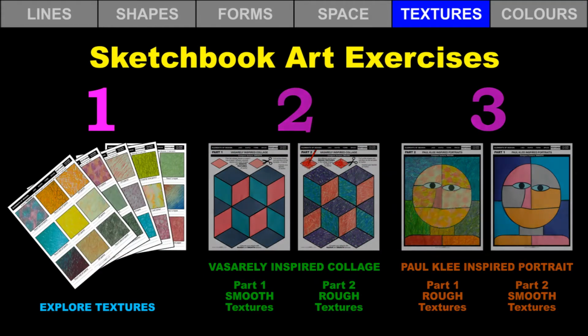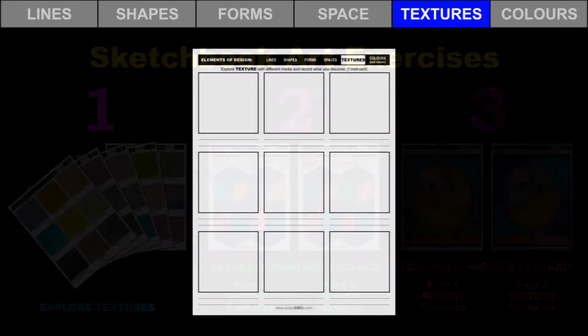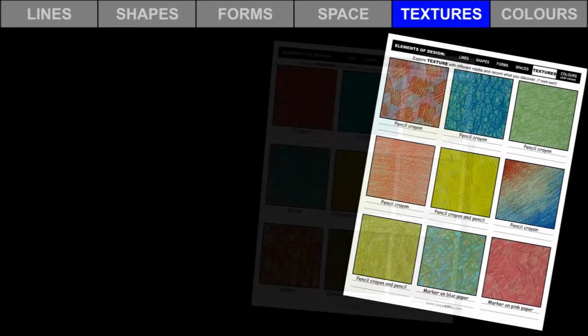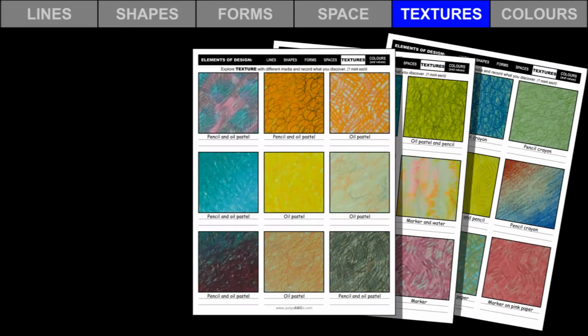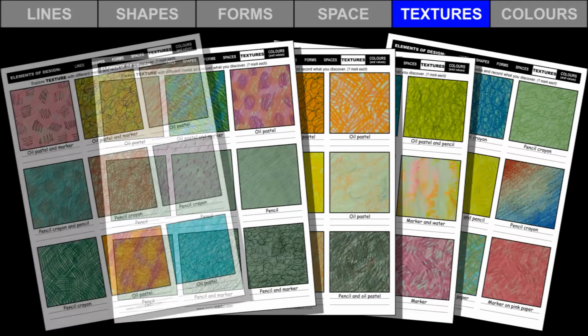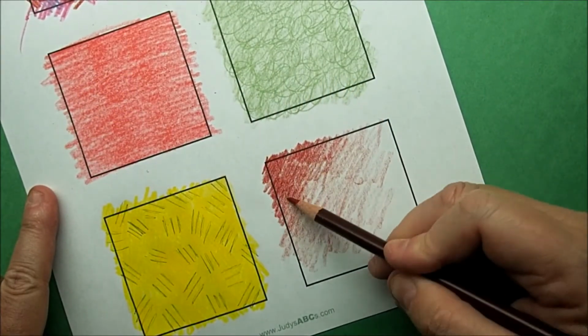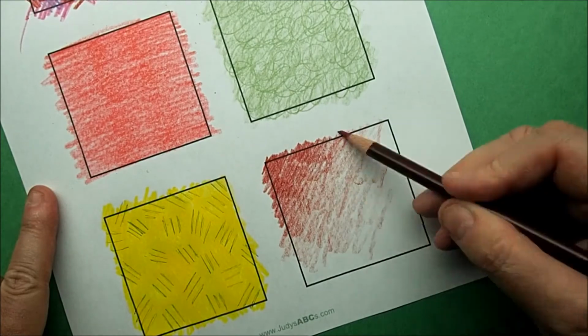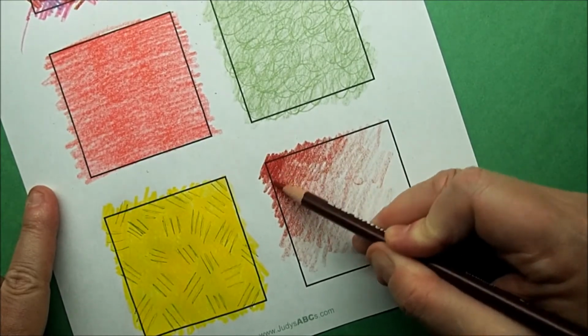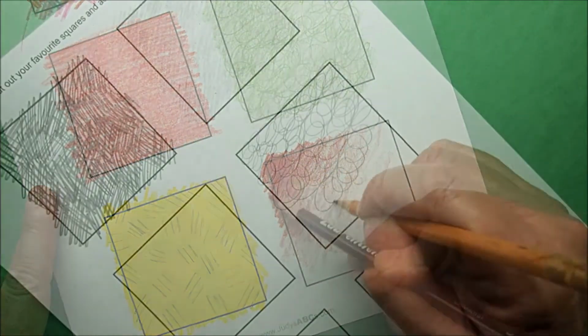In this art exercise, we will make lots of different textures with different media. Experiment with pencils, crayons, markers, oil pastels, pencil crayons, and any other media that you have on hand. Press firmly and scribble, or blend carefully. Combine different techniques and have fun.